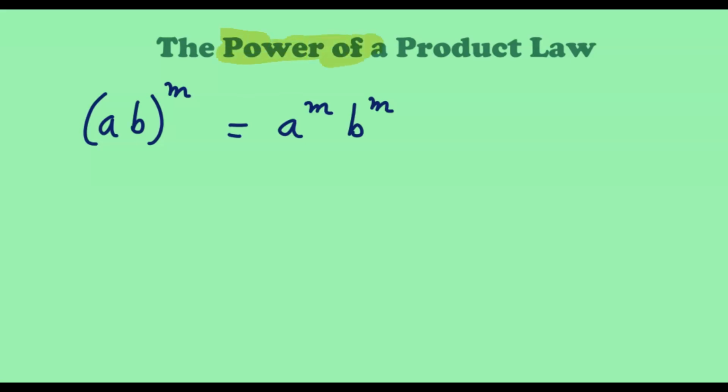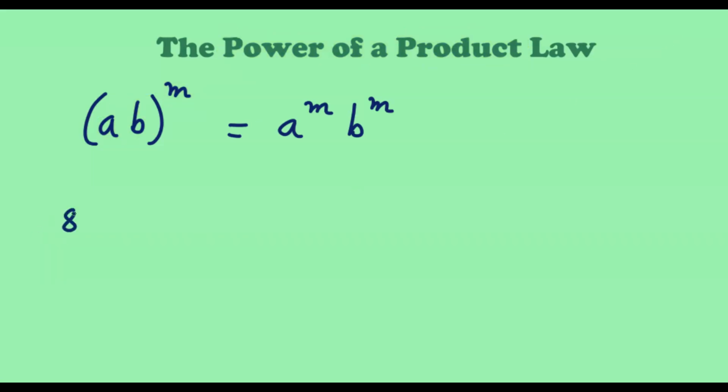Next law is the power of a product law. Now, according to this law, (a times b)^m is equal to a^m times b^m. Now this is the power of a product law, and it tells us what happens when we have the power of a product. Now let us consider an example.